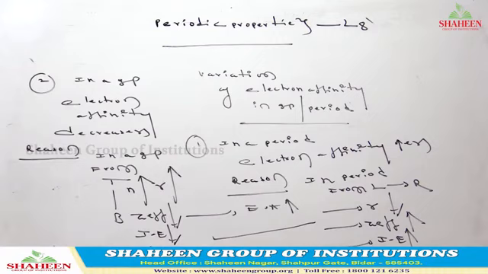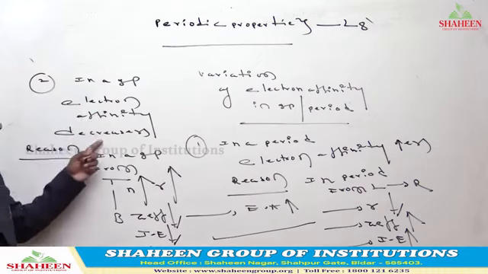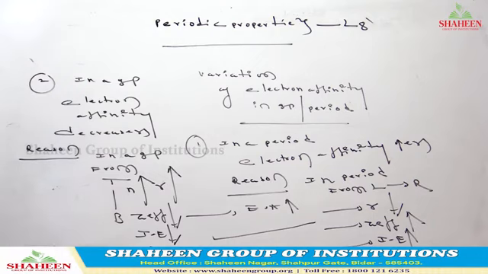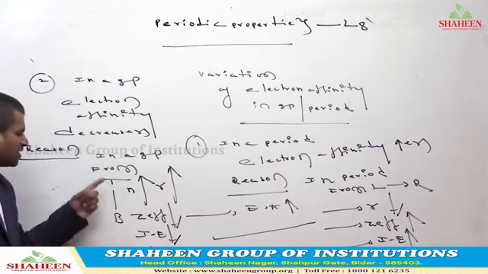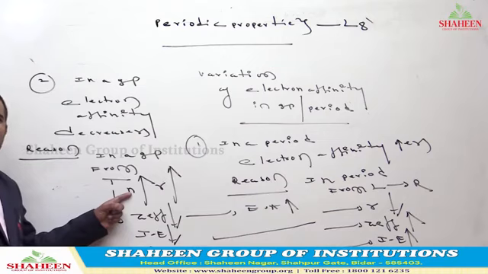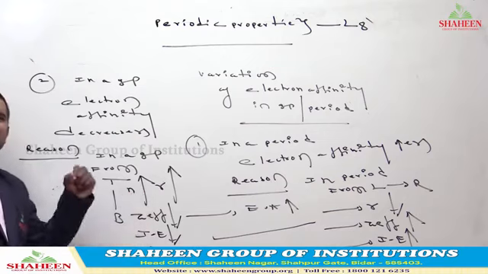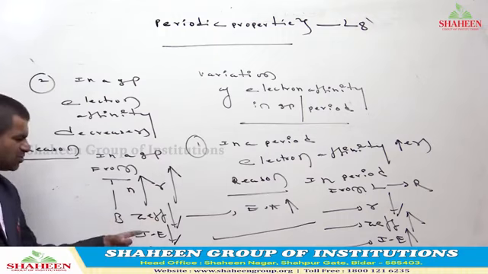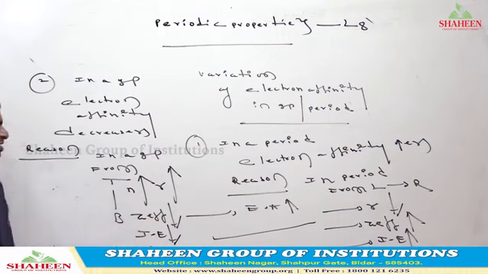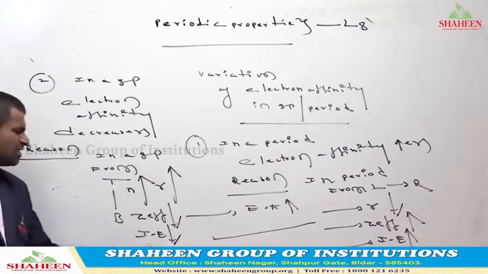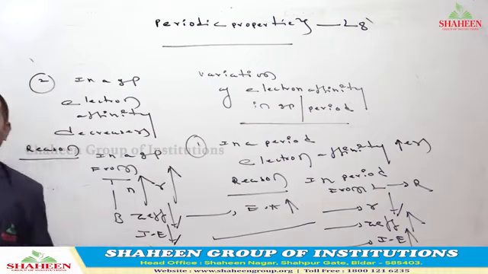Remember students, this is given for a group. In a group electron affinity decreases. Why does electron affinity decrease? In a group from top to bottom, the n value, the principal quantum number, increases, atomic size increases, and nuclear charge decreases, meaning the nuclear effect on the outermost electron decreases, therefore ionization energy decreases, and electron affinity also decreases in a group.